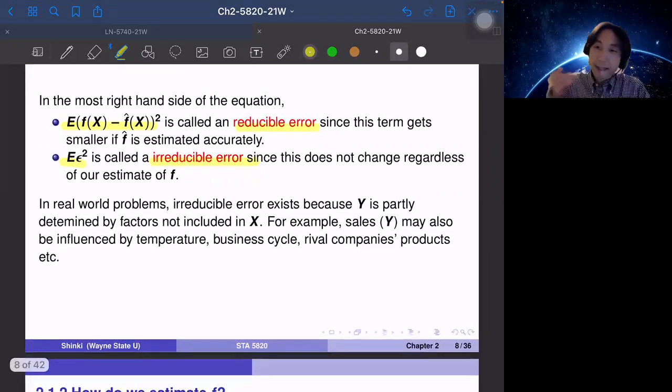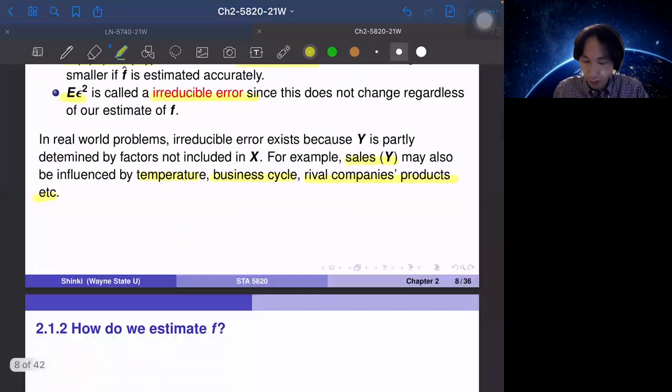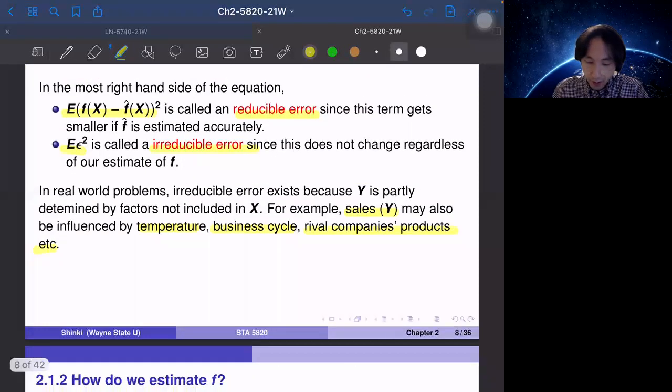So we discussed the view of statisticians, but we have some factors such as temperature or business cycle or a rival company's product, so we cannot entirely make an accurate prediction model. So anyway, we have some errors. We have very limited information, so we cannot avoid some error.